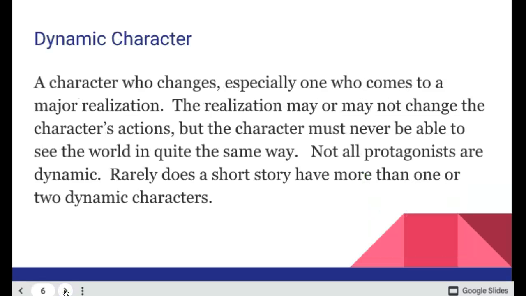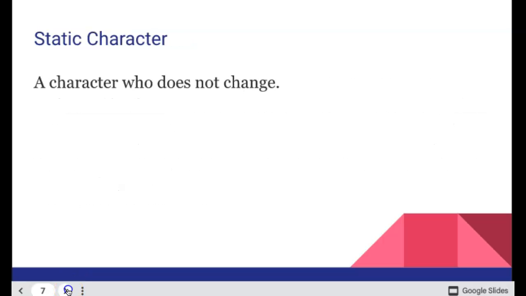Okay. So a dynamic character is one who changes, one who comes to a major realization, and they're never the same after that. Yes, this is often your protagonist, but sometimes the people in stories that were maybe the antagonists, they do change too by the end. I always think of Karate Kid, the very first one, the Johnny character, by the end, he comes around and actually likes Danny. And that happens in many, many stories. So even your antagonist is sometimes dynamic.